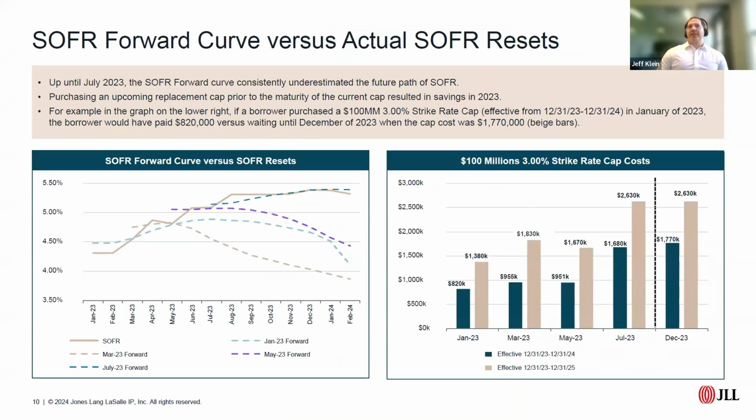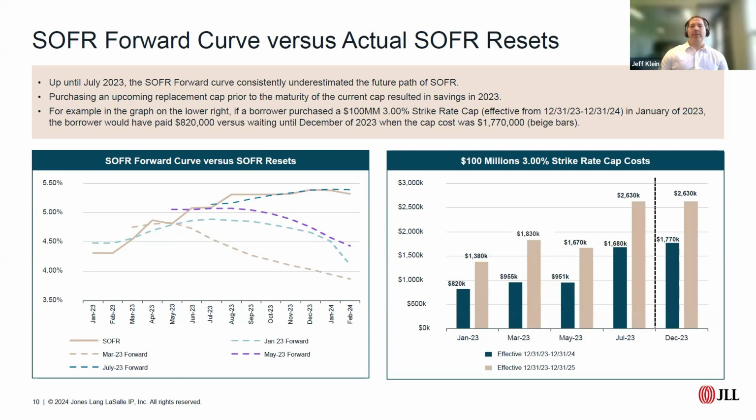So let's transition into hedging. This graph in the lower left, all it's really doing is showing you the actual path of SOFR as we move from January of 23 to February 24. And then we're showing you at very specific times what the forward curve was on certain dates. So let's take the light blue dotted line.